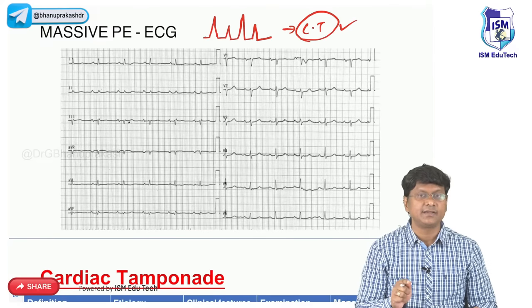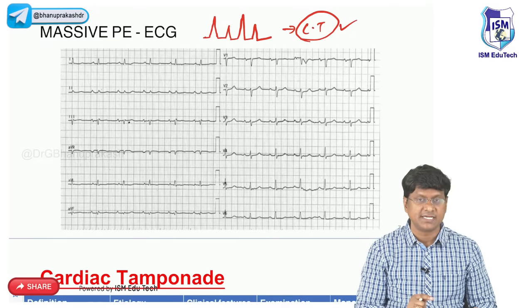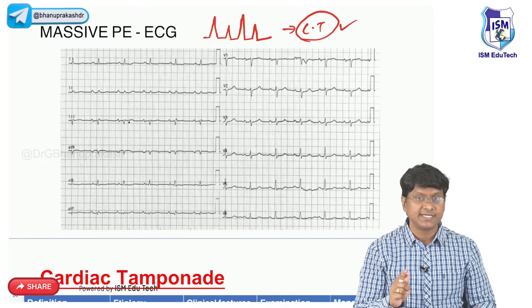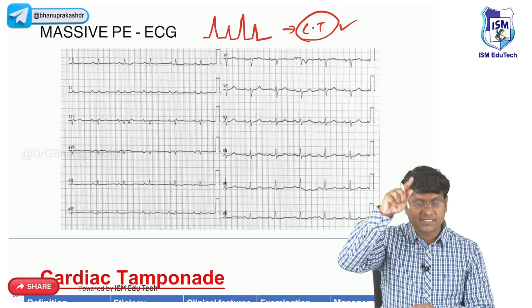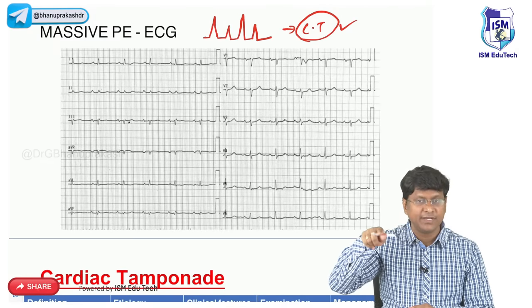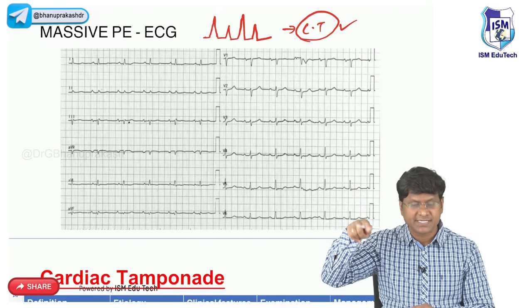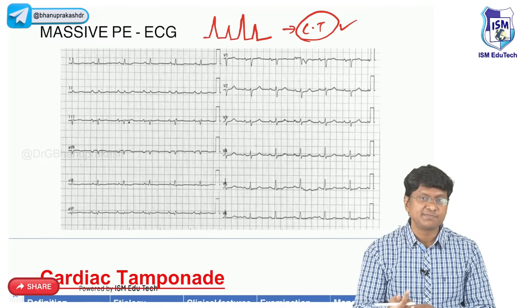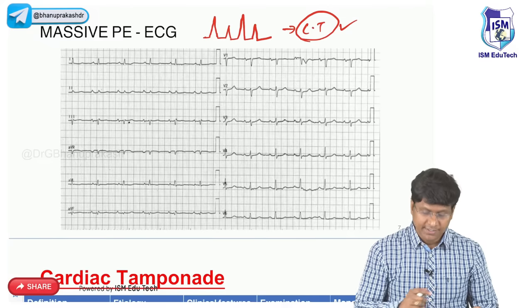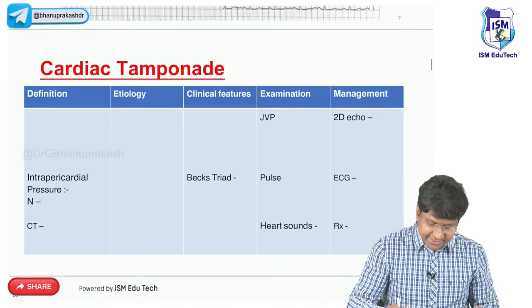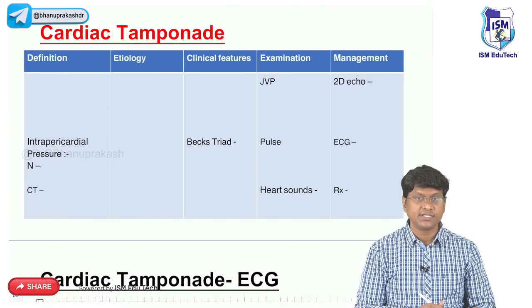See, this electrical alternans, you should not confuse with pulsus alternans. Pulsus alternans is where you have a larger amplitude pulse followed by a lower amplitude pulse. Where do you get this pulsus alternans? You will get that in severe left ventricular failure. Okay, right. Then following that, the next important topic for discussion is cardiac tamponade.